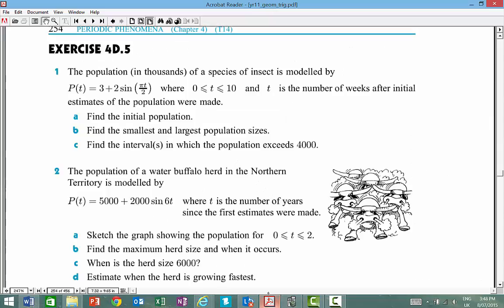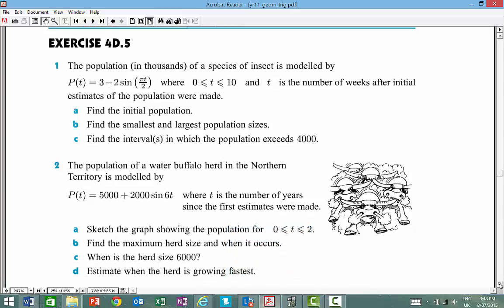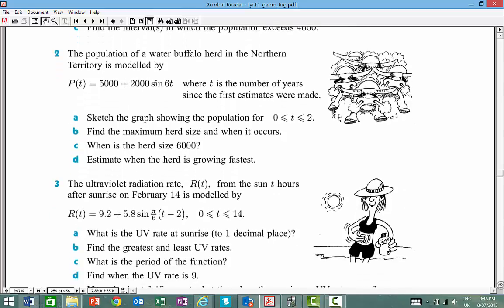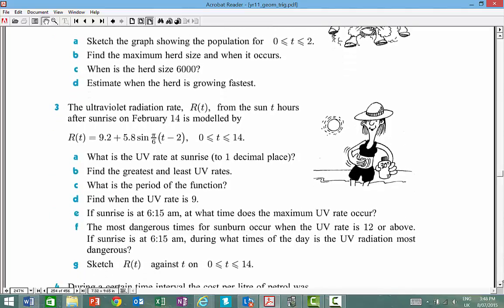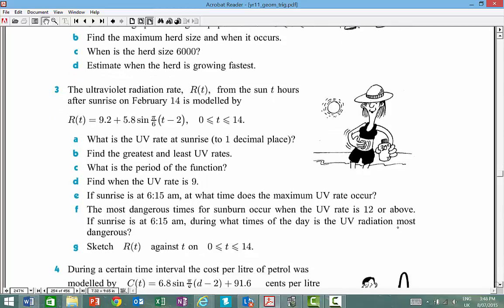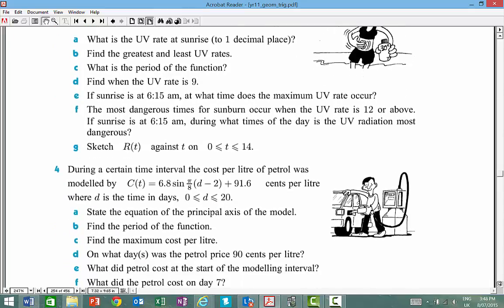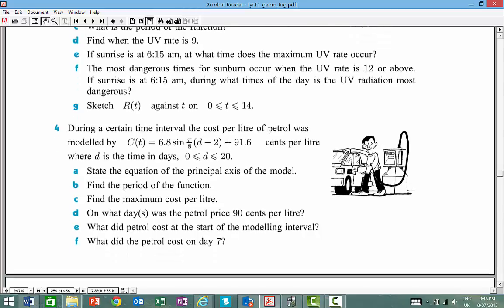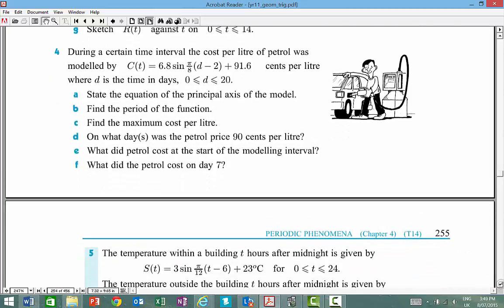Alright, now if you look at the chapter itself, there's a whole heap of different types of questions. So number 2 looks at modelling the population of water buffalo in the Northern Territory. Obviously they're pests, so I want to make sure they're not too big. Question 3 is looking at modelling UV radiation. Alright, so that's actually quite a good question. Make sure you do that one. Question 4, looking at certain time intervals, the cost per litre of petrol. Alright, so that's a cyclic nature where we know that there's a cheap day to buy petrol and an expensive day to buy petrol. So these are all examples of where you're using a sine function.